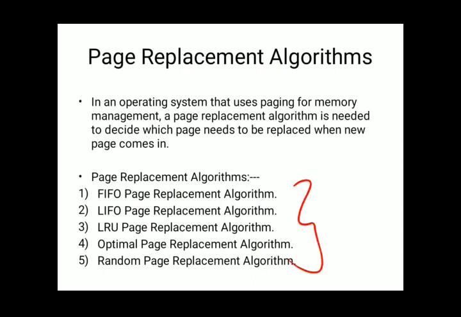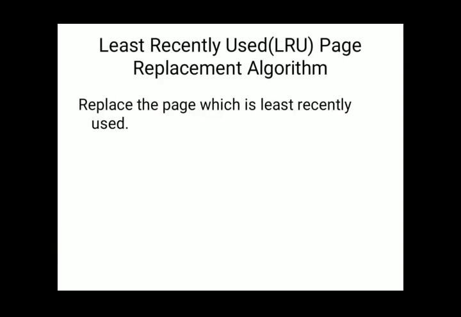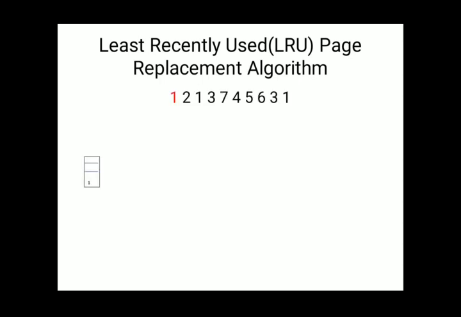In this question we only studied 2 algorithms. The first is LRU, and the other is the optimal page replacement algorithm. So start with understanding LRU. In LRU, that is the least recently used page replacement algorithm, we have to replace the page which is least recently used. It means we have to replace the page that we used a long time ago. So this is the sequence already given in the question.